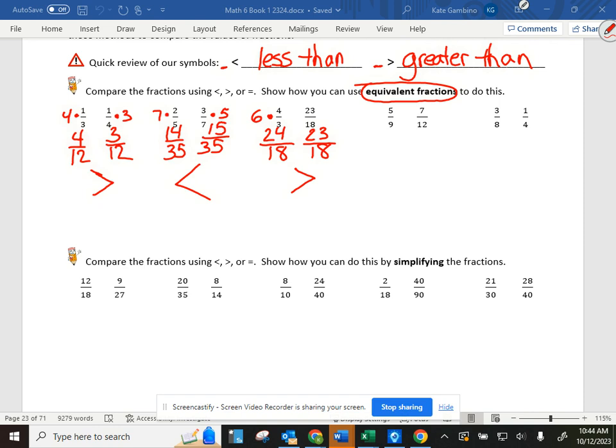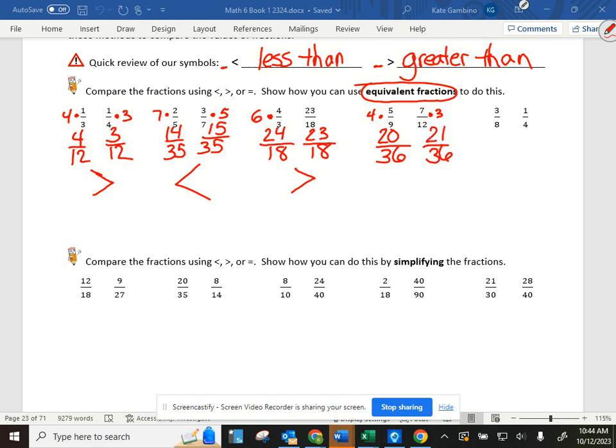Madeline? Well, you can do 9 times 4 and 12 times 3. Because that gives us what denominator? A common denominator of 36. So Madeline said 9 times 4, because 4 times 9 is 36, 4 times 5 is 20. And then she said 12 times 3 is 36, 7 times 3 is 21.